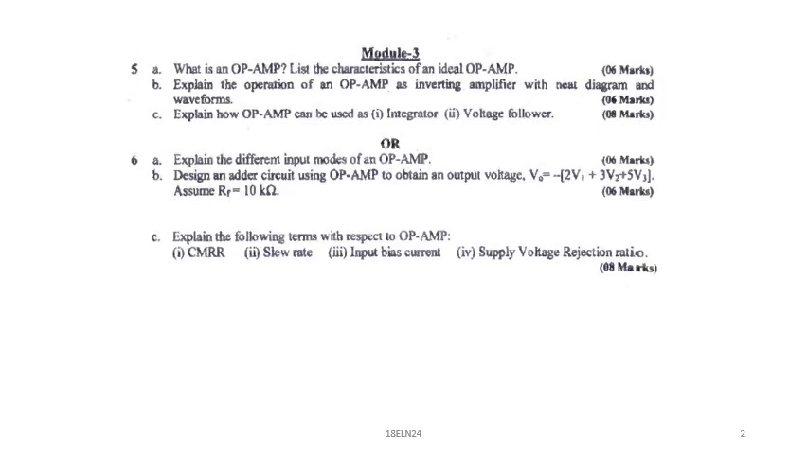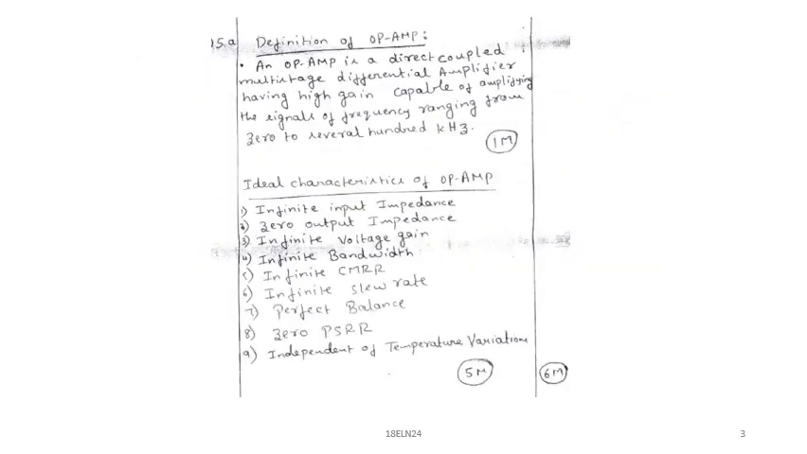So now we will discuss how the marks are distributed for each question here. The first question is: define op-amp. Write the definition of an op-amp. For the definition of an op-amp, it is 1 mark. The op-amp is a direct coupled multi-stage differential amplifier having high gain, capable of amplifying signals of frequency ranging from 0 to several hundred kilohertz. So that is the definition of an op-amp. Then list the ideal characteristics of an op-amp. Just mention the characteristics; around 8 to 9 characteristics are there. So the definition is 1 mark and the characteristics 5 marks. Total it is 6 marks.